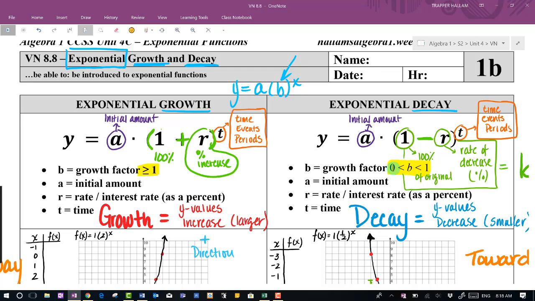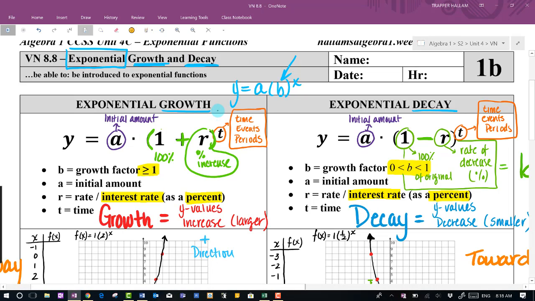Okay, the A value is what you would expect it to be. That's the initial amount. The R value then is that percent increased, sometimes referred to as an interest rate for both. It doesn't really matter what it happens to be. And T is your time or events or periods, whatever it happens to be normally. So those don't change in the way that you think about them.